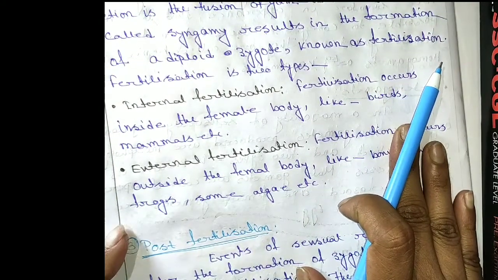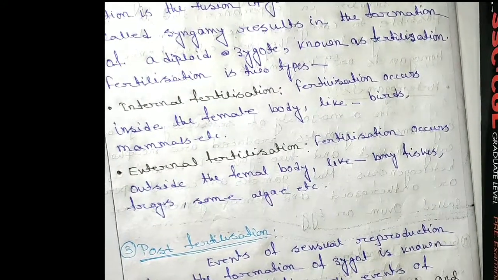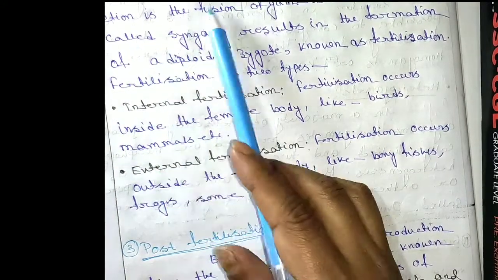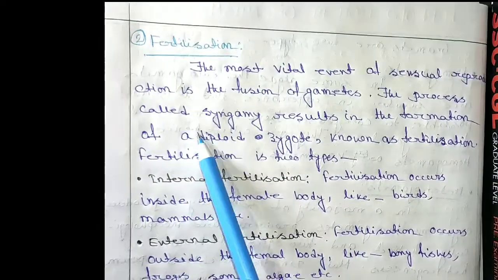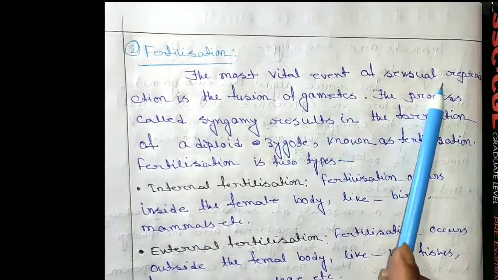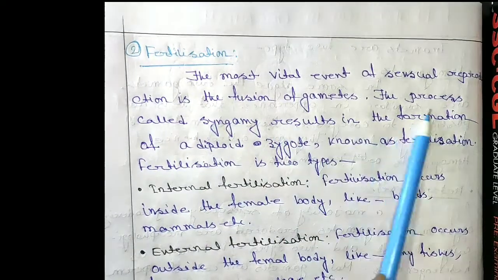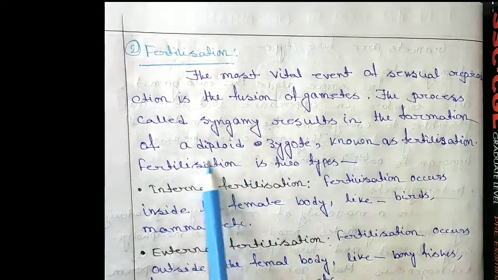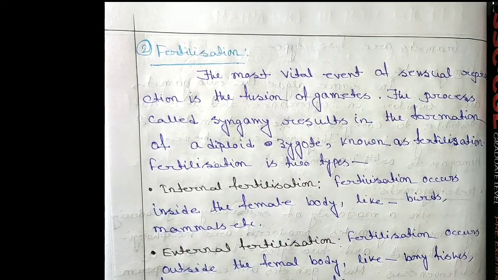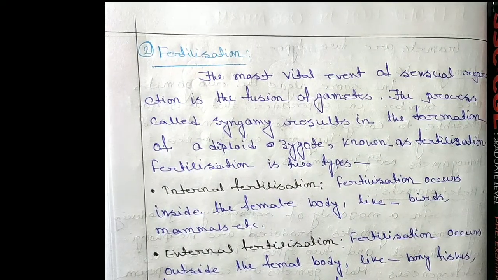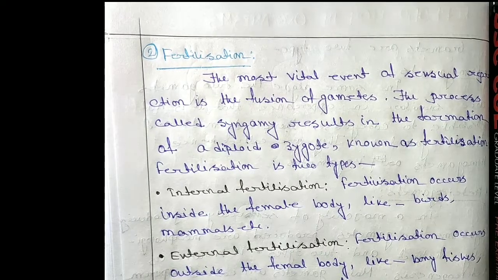Now, fertilization. The most vital event of sexual reproduction is the fusion of gametes. The process called syngamy results in the formation of a diploid zygote, known as fertilization. That means when a male gamete and a female gamete fuse to each other, they form a zygote. This process is known as fertilization.